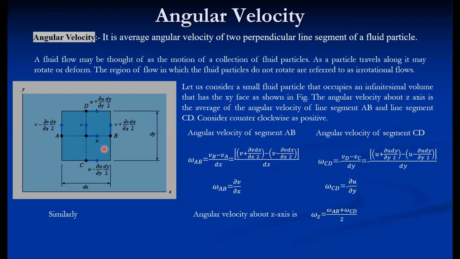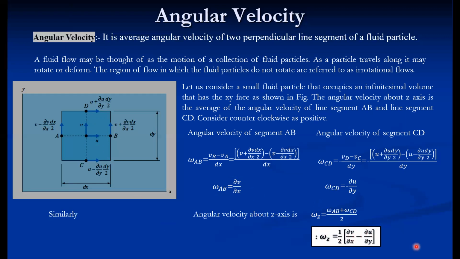As per the definition of angular velocity about the z axis, omega z is equal to the average of the angular velocities of two perpendicular line segments. So in this case, that is omega AB plus omega CD divided by 2. After substituting the values, we get omega z equal to 1/2 into bracket ∂v/∂x minus ∂u/∂y. Now this is the angular velocity about the z-axis. Similarly, we can obtain the angular velocity about the other two axes, that is x and y.